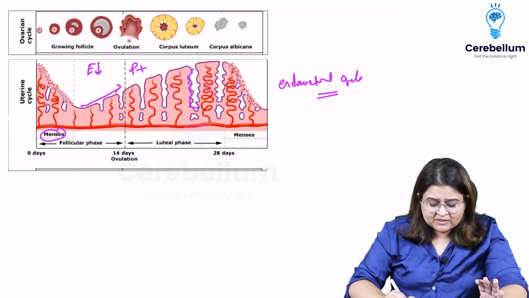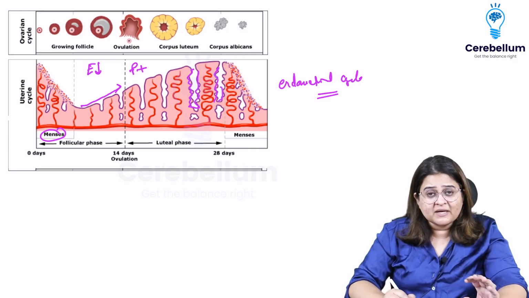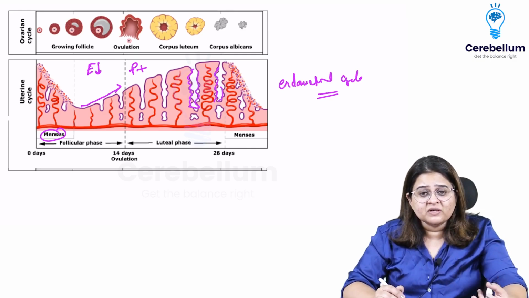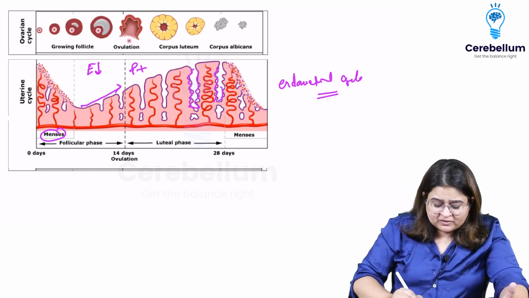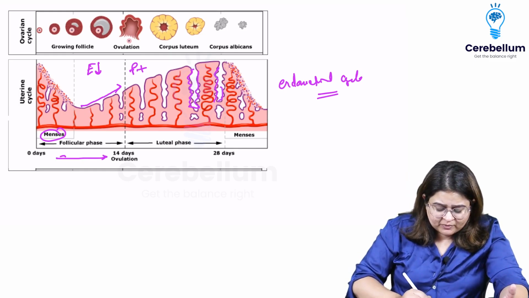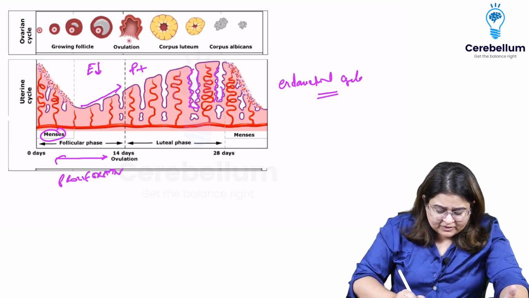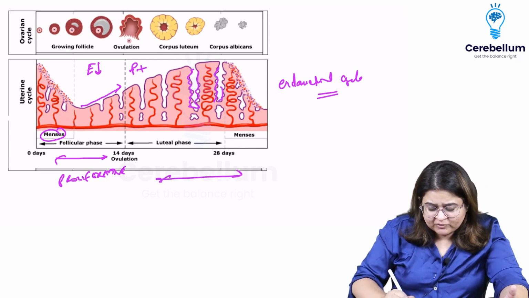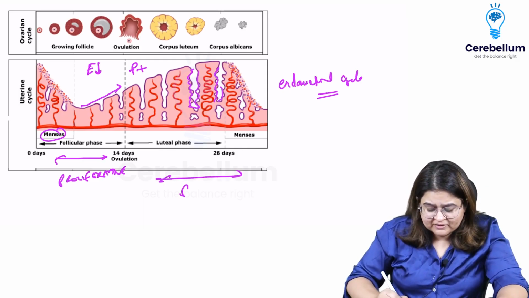Can you see this tortuous gland here, and the arterioles supplying this also become more vascular, with more blood supply? So this initial part is called the proliferative endometrium, and the latter part, under the influence of progesterone, is called the secretory endometrium.